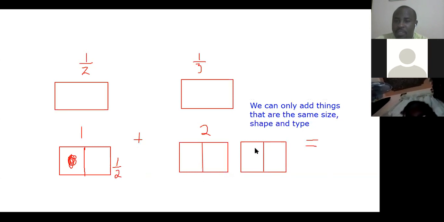Because we have a half plus a half plus a half plus a half plus a half. Done. 2.5, right? Yes, sir. Are you seeing everything there? So half and half give us 2.5. Okay, Zaria? Yes, sir. Good. So the concept here is the only things we can add are things that are the same size, shape, and type. Clear? Crystal clear.